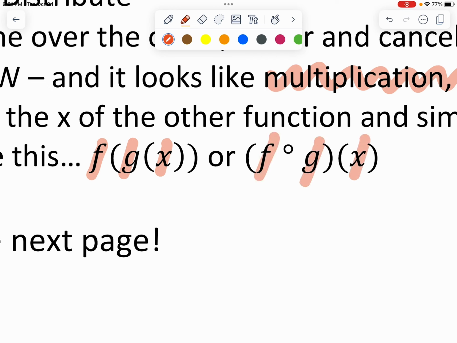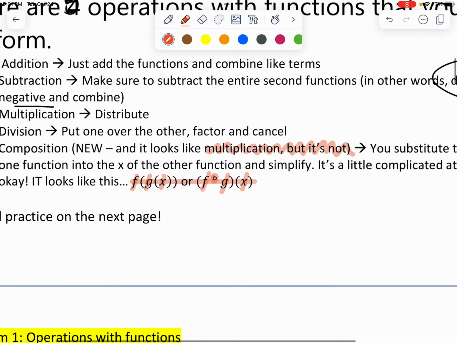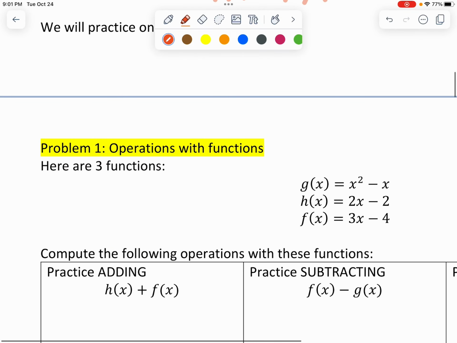I thought it said fog. A lot of kids think that is a multiplication sign. Or I was saying degrees. Don't say that. No. Okay, nope.